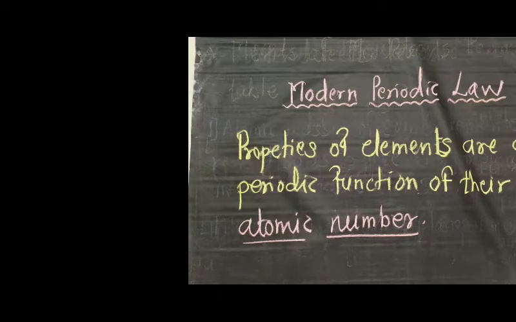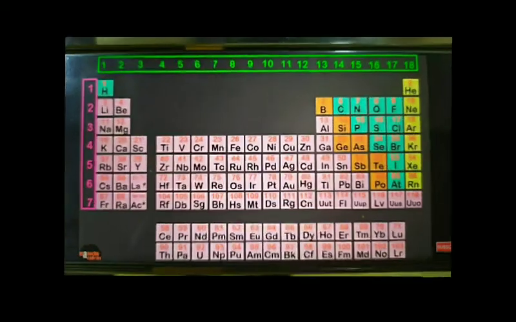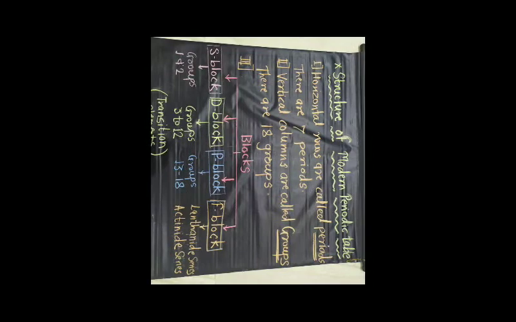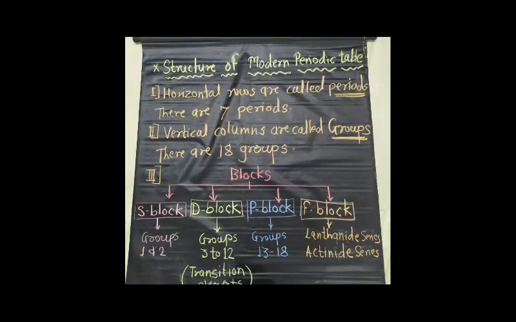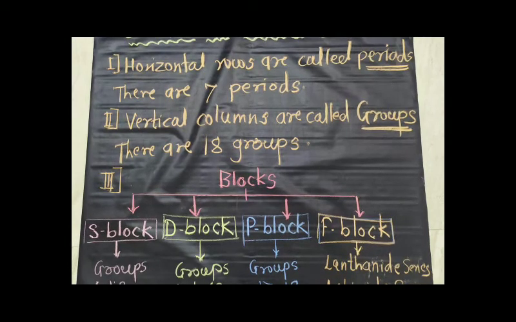All these elements are arranged in the modern periodic table. Let us discuss the structure of the modern periodic table. In the modern periodic table, the horizontal rows are called periods. There are 7 periods present in the modern periodic table. Vertical columns are called groups, and there are 18 groups in the modern periodic table.